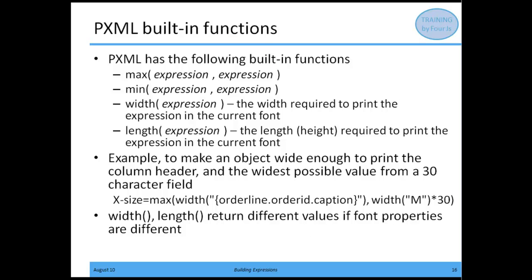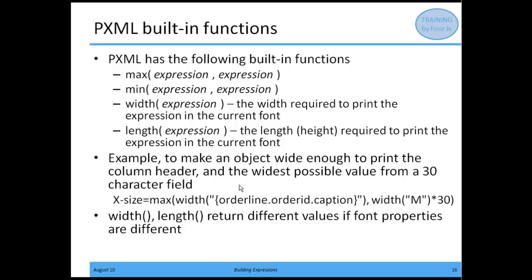PXML comes with 4 built-in functions. I can take the max of 2 expressions. I can apply the minimum of 2 expressions. I can ask for the width of a single expression, and this width is going to be what is required to print the expression in the current font. So depending upon what the font size is, the width is going to change. Likewise, the length or height, I can pass in an expression. And again, this is the length required to print that expression in the current font. Again, if the font size changes, then I would expect the length to change.